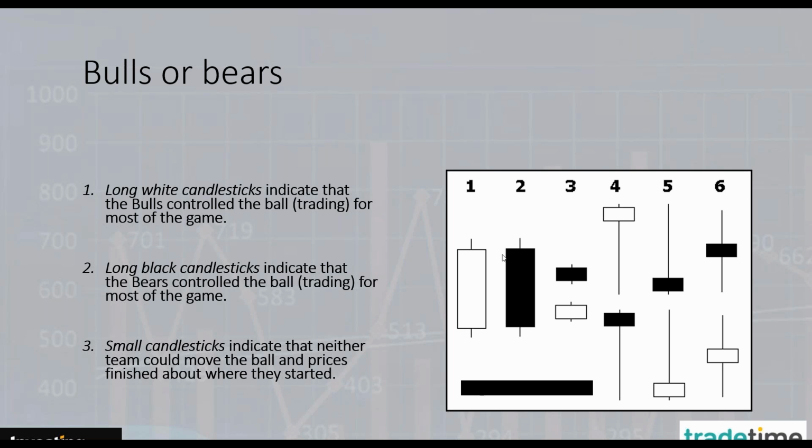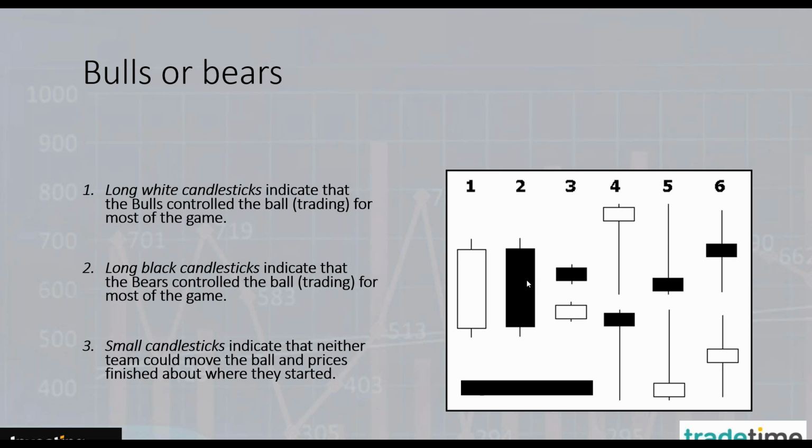The next candle is a bearish candle, and it's the exact opposite. So in this case, in 1, the bulls are in control. 2, the bears are in control. In number 3, we have small bodies, and it doesn't matter whether it's a red or a black or white or a green small body, because there is virtually no actual movement between the open and the close. So the small candlesticks indicate that neither team could move the ball, and prices finished pretty much where they started. And if you notice, we have pretty equal wicks or shadows.